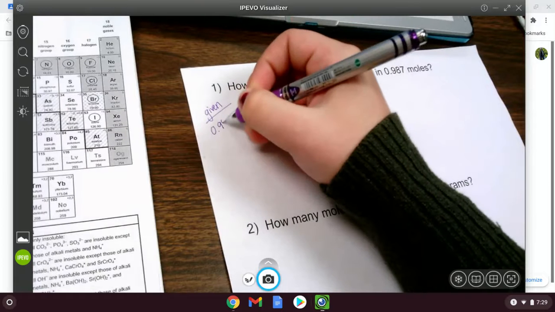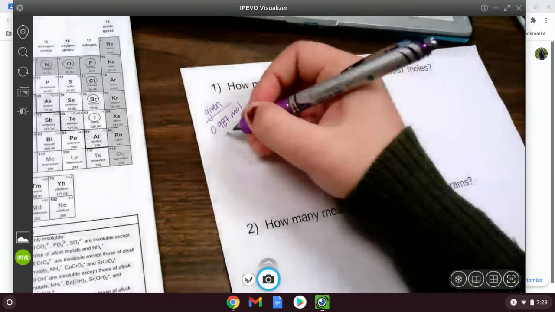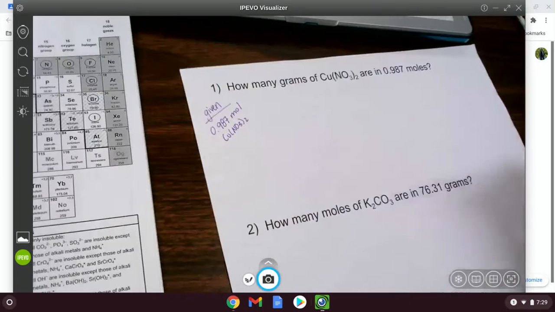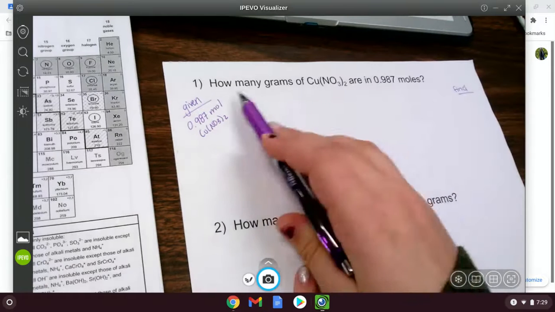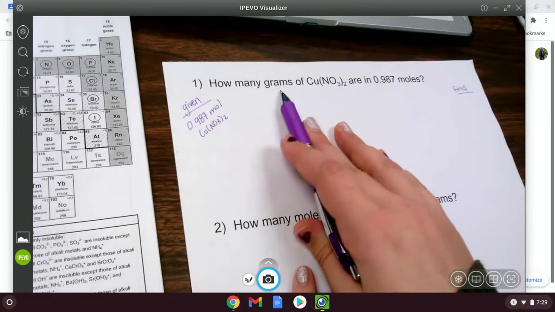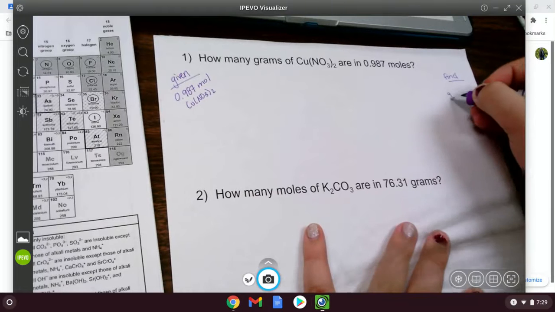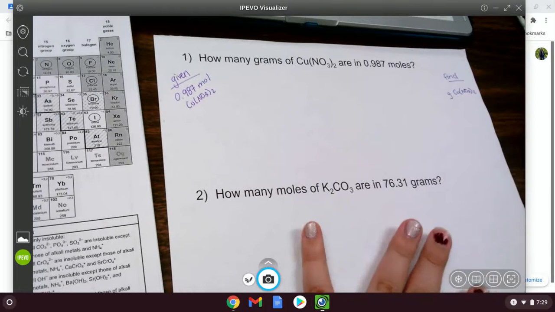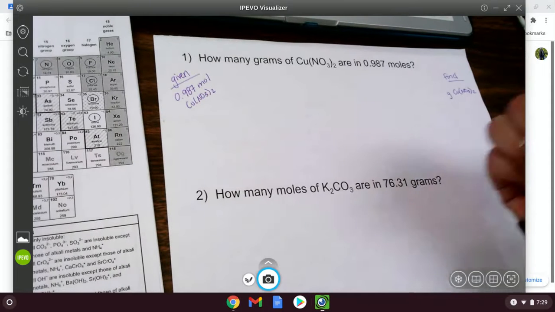So 0.987 moles of Cu(NO3)2 is our given. And our find is how many grams. So we're trying to find grams of the copper 2 nitrate. Okay, so grams Cu(NO3)2.